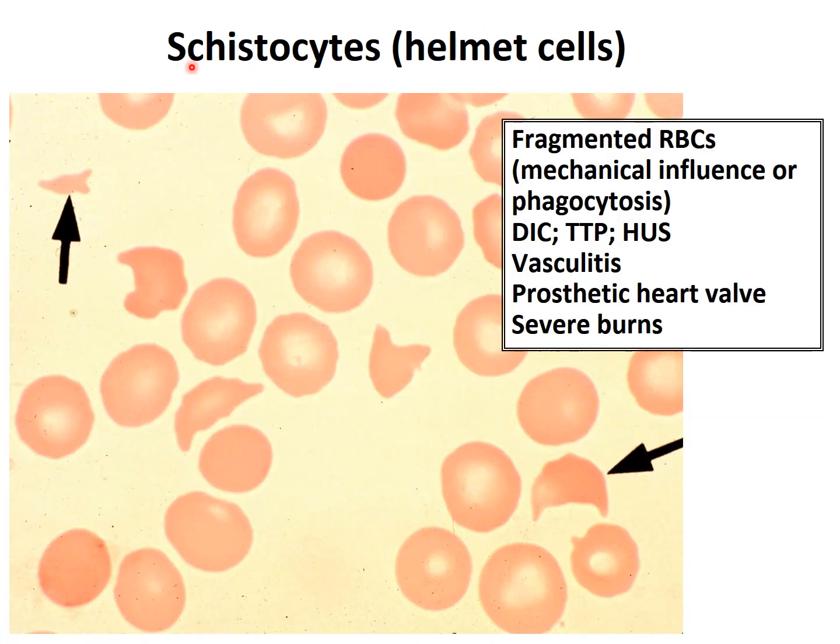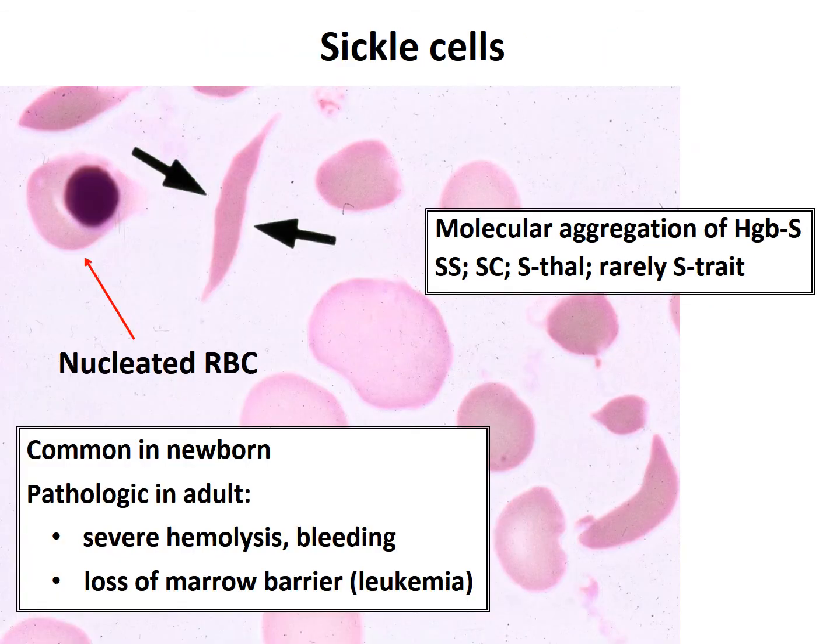Here you can see the schistocytes or helmet cells, or fragmentocytes as well, usually meaning mechanical destruction of the red blood cells. So this is an extracellular cause of mechanical destruction of the red blood cells. That can be due to DIC, TTP, or HUS, or vasculitis, or a post-prosthetic heart valve, for example, or severe burns. So a lot of things can cause the destruction of red blood cells.